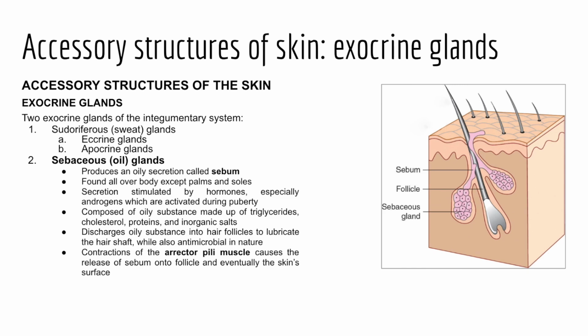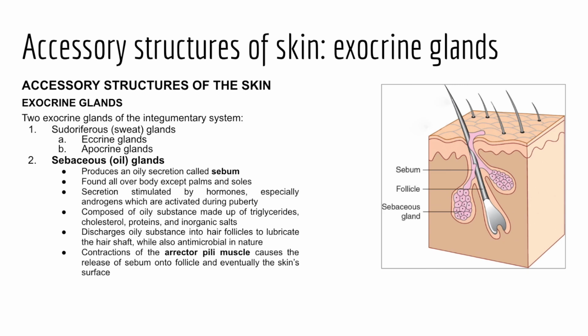The sebum released is made up of triglycerides, so some fats and cholesterol, proteins, and inorganic salts. With this in mind, these secretions lubricate the hair shaft to keep it from becoming dry and brittle, while also keeping the skin soft and somewhat pliable. In association with sebaceous glands, we find what's called the erector pili muscle, a smooth muscle, so not a skeletal muscle, involved in aiding the hair in standing upright when frightened, something we call piloerection. The contraction of this erector pili muscle lends to the release of sebum from the sebaceous gland into the hair follicle, ultimately releasing oil onto the skin's surface.